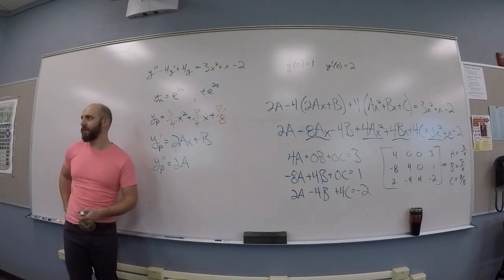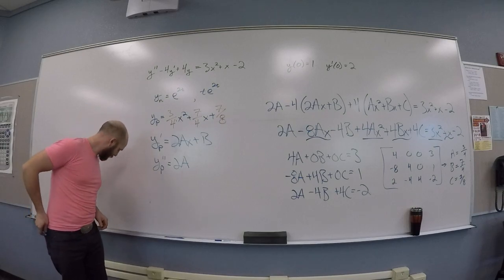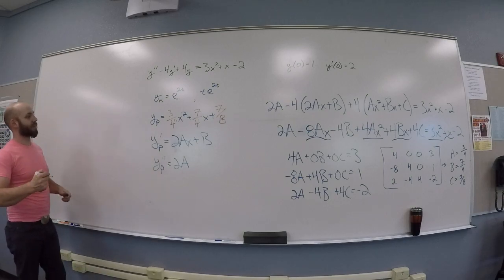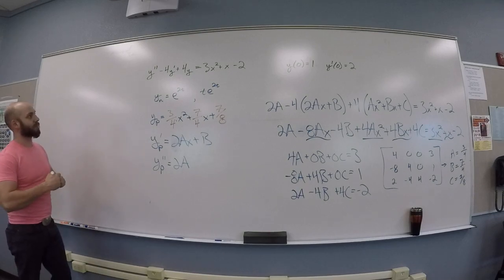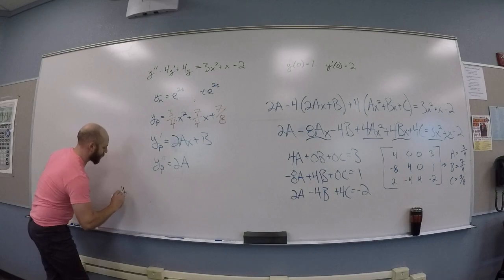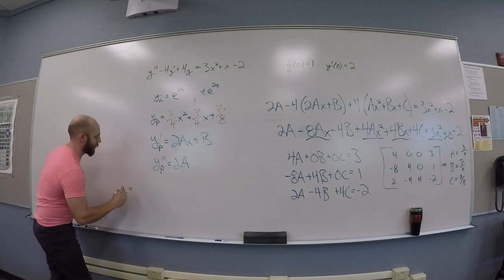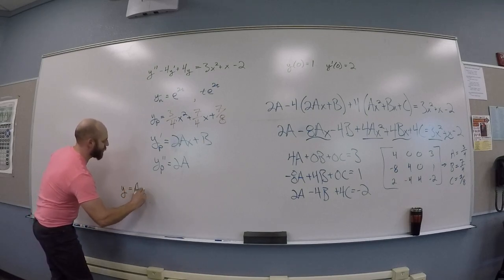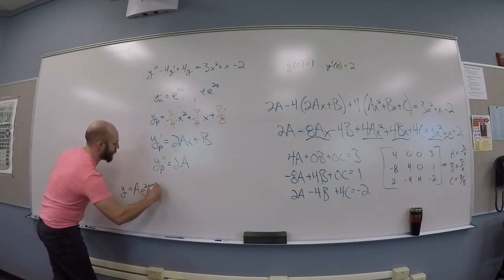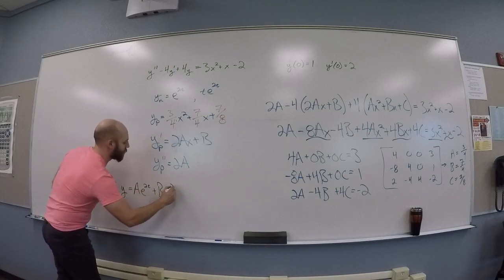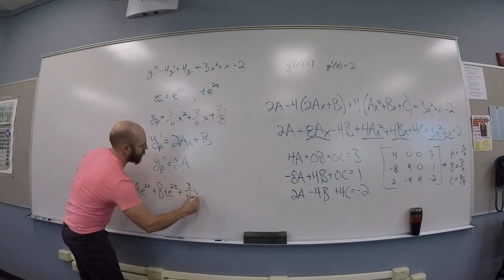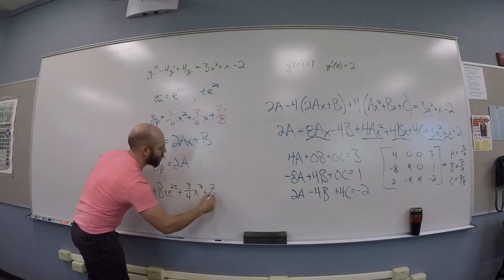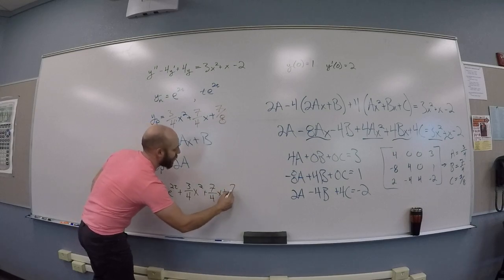What's the whole thing? The whole thing is A e to the 2t plus B t e to the 2t plus 3/4 x squared plus 7/4 x plus 7/8. Good. So the whole thing is y equals a e to the 2t plus b t e to the 2t plus the particular solution you just found: 3/4 x squared plus 7/4 x plus 7/8.